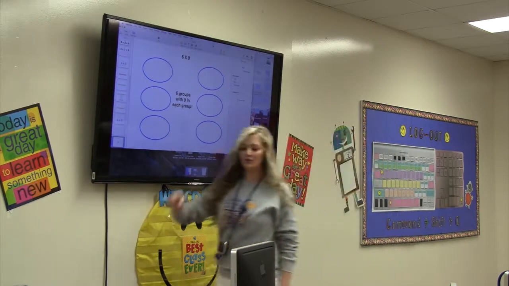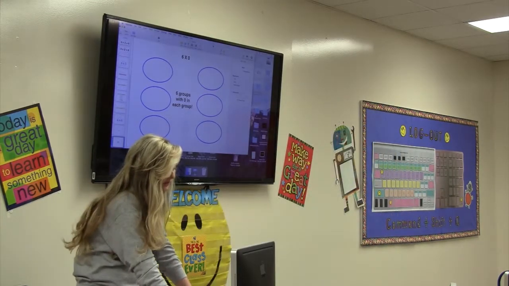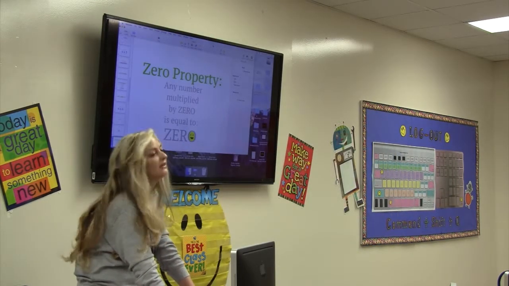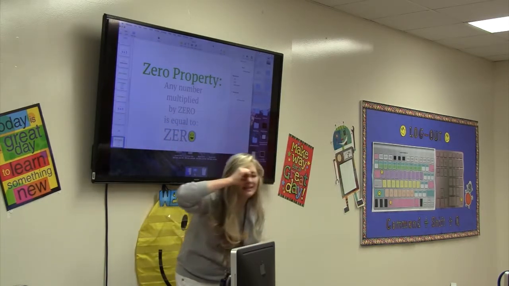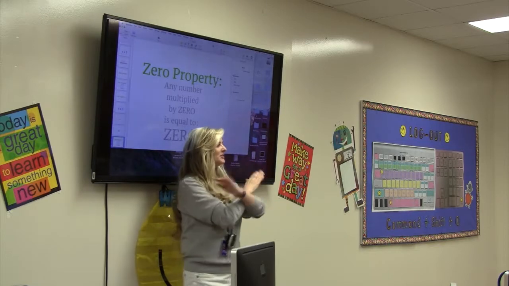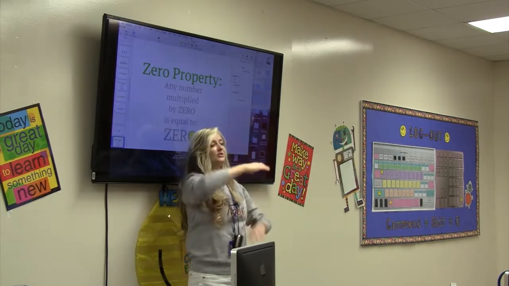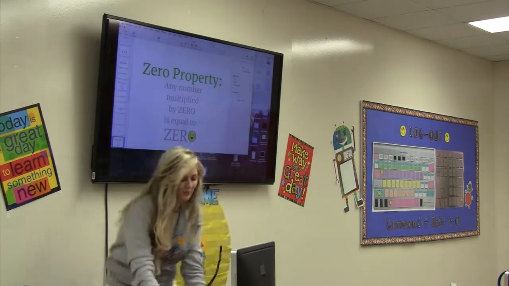So here we have 6 groups with absolutely nothing in any of the groups, which gives us nothing. And let's do this one more time. Zero property means any number multiplied by 0 is equal to 0. Very good. Moving on.